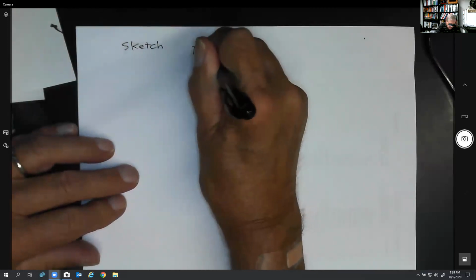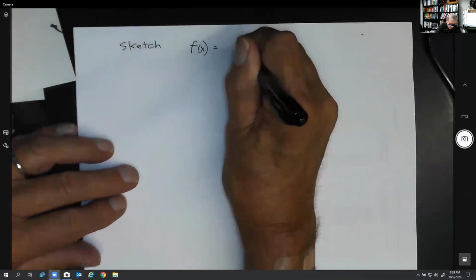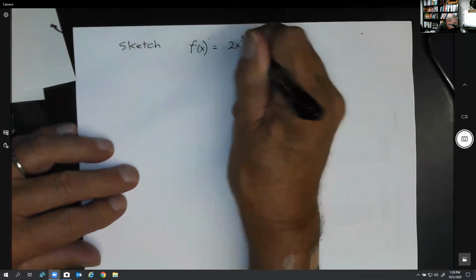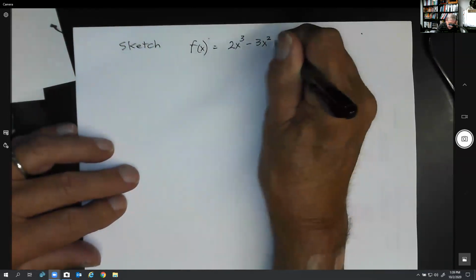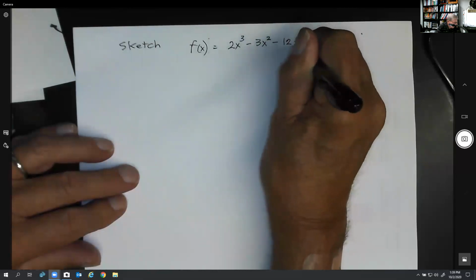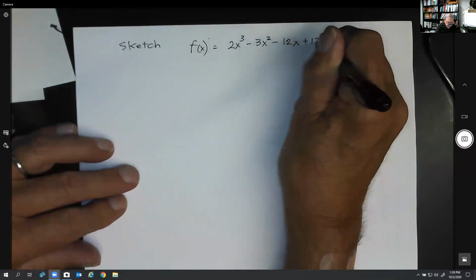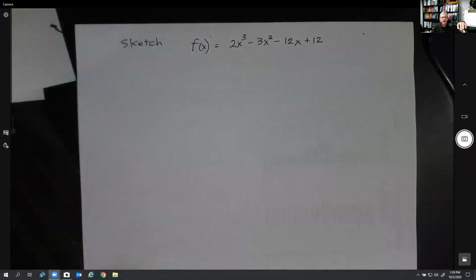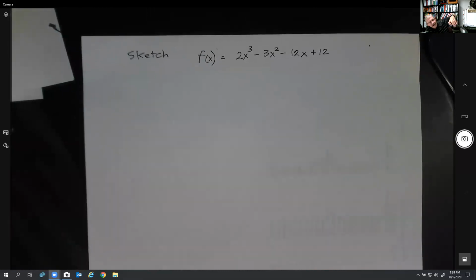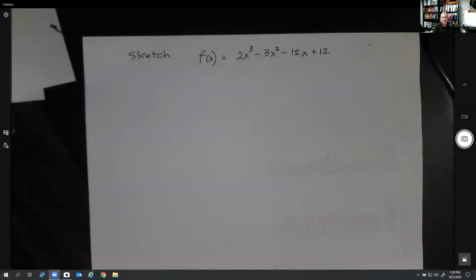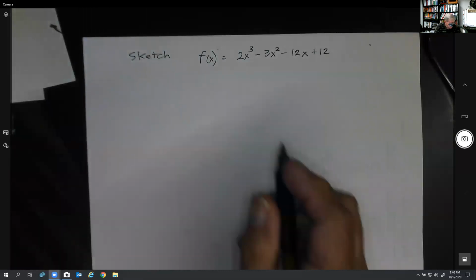F of x equals 2x cubed minus 3x squared minus 12x plus 12. Now in the book they made a table of values. We're not going to make a table of values for this. We're just going to graph it the way it is. Okay, so the first thing we want to do is take the first derivative of this function.